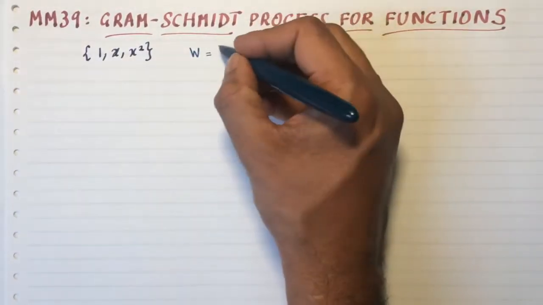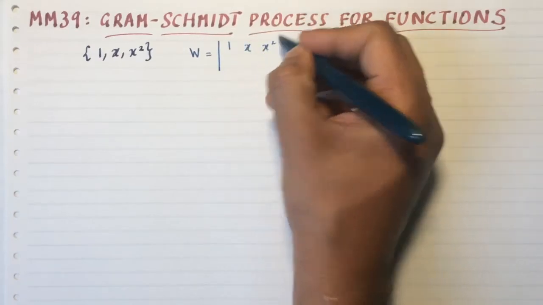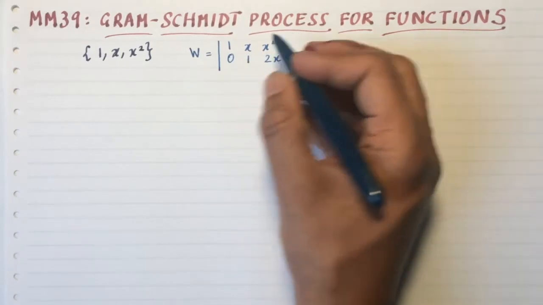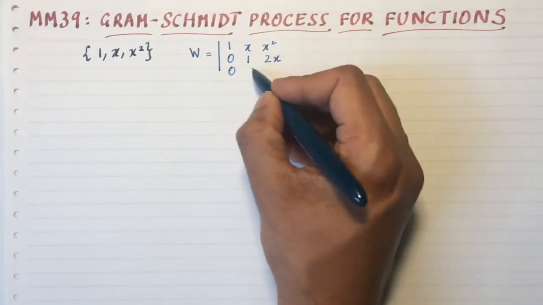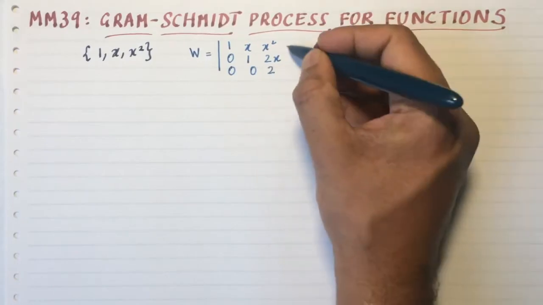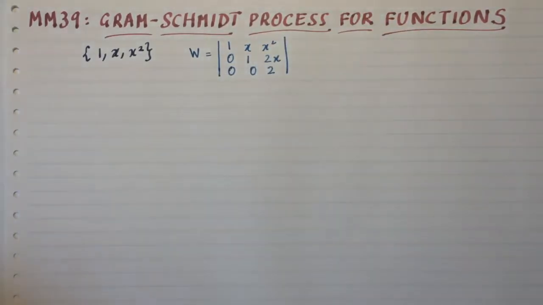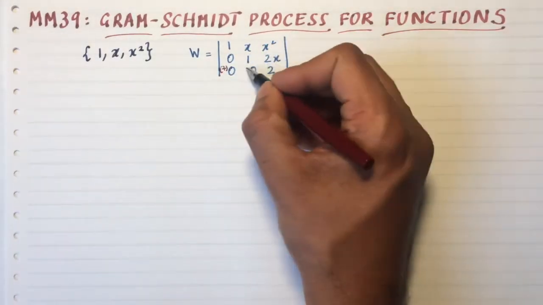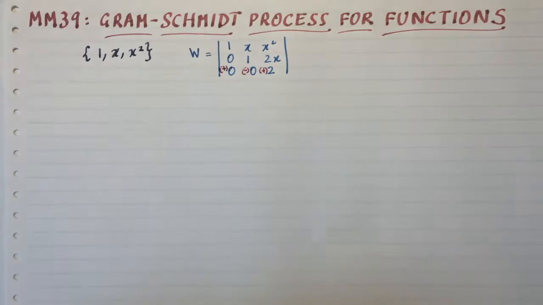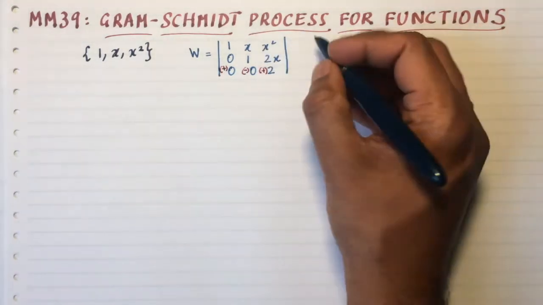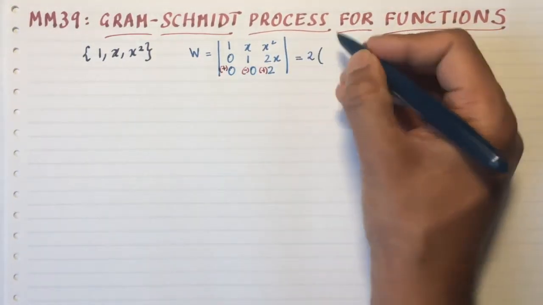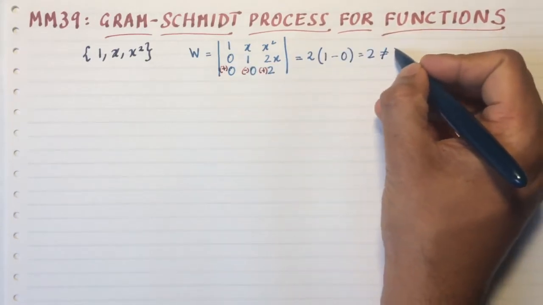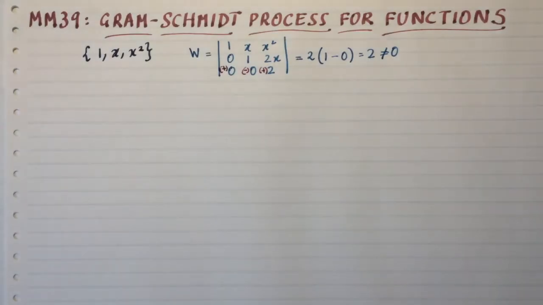The Wronskian is going to be 1, x, x squared. The second row is going to be 0, 1, 2x, and the third row is going to be 0, 0, 2. So it would be madness if you chose anything other than the bottom row for expansion. Plus, minus, plus. Expanding about the bottom row, because there's only one term to consider here, it's 2 times (1 minus 0). And that's 2, which is clearly not equal to 0. So the Wronskian is not 0.